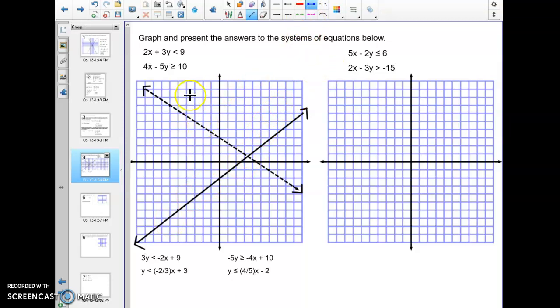We'll shade using these lines. And what I like to do is I like to plug 0, 0 into the original. So 2 times 0 plus 3 times 0 is less than 9. So 0 is less than 9. That's true. So we shade toward the 0, 0. So when I shade toward the 0, 0, I'm just going to shade this way.